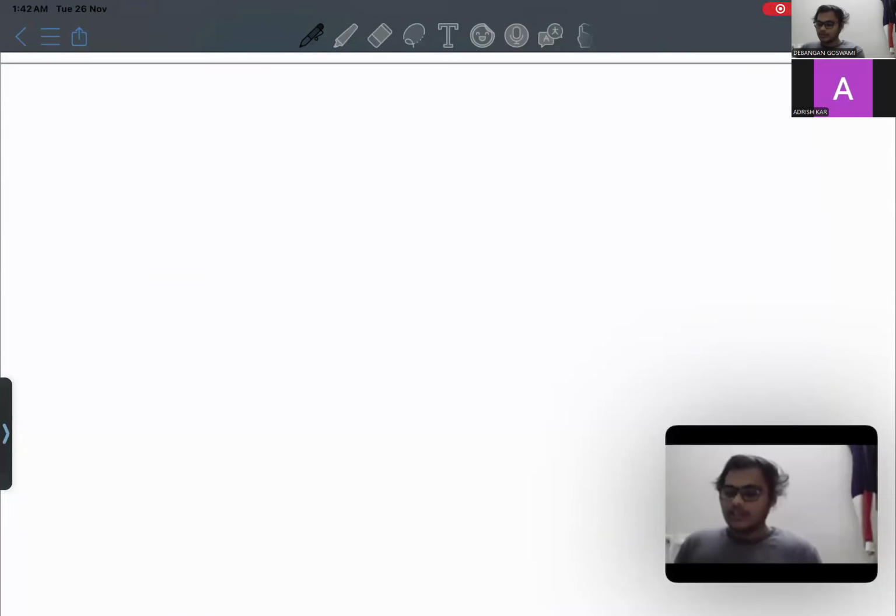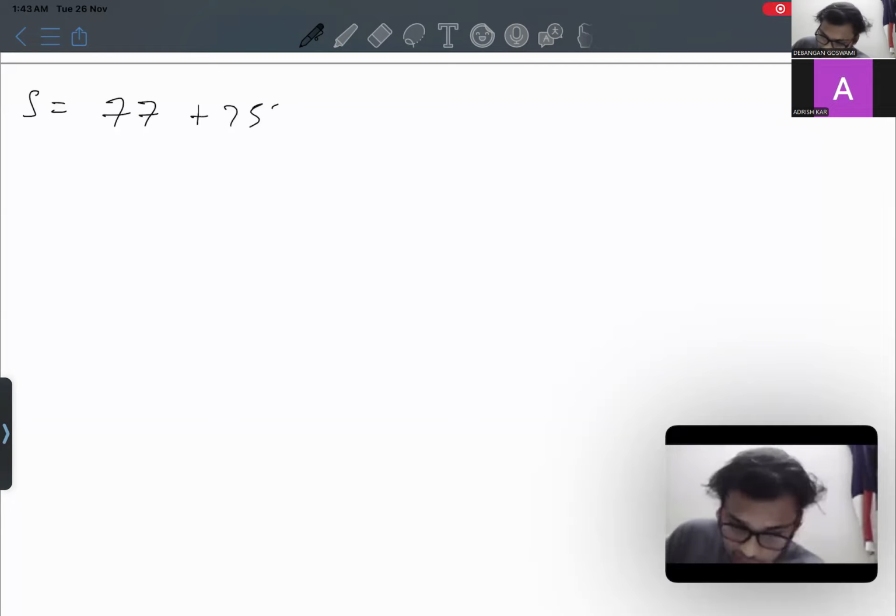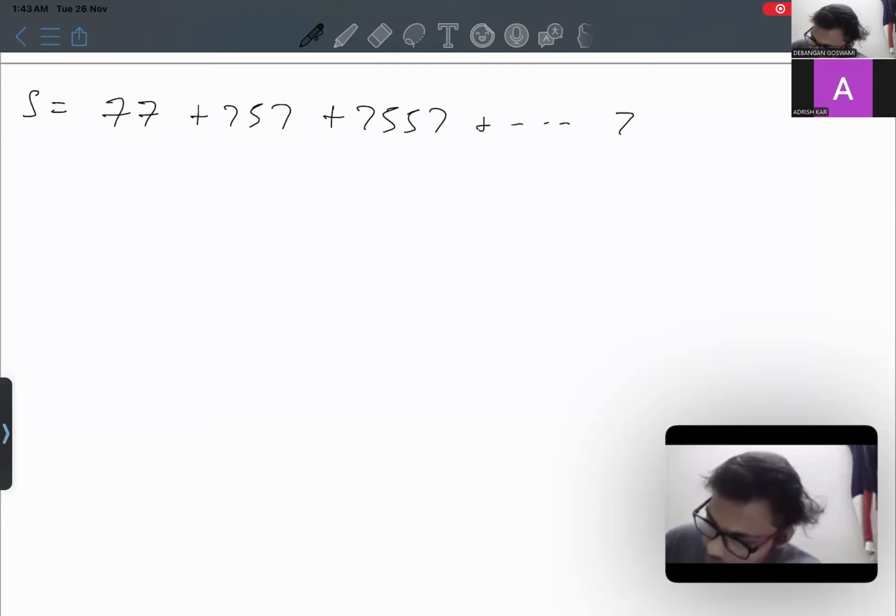Right. So I hope you found some kind of pathway to break this problem. So the solution is what we have to find. First of all, what is S given in the question? S is 77 plus 757 plus 7557, and so on, up to 755...57, where this 5 is being repeated 98 times, right, guys?